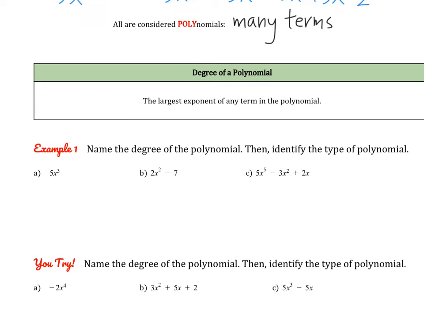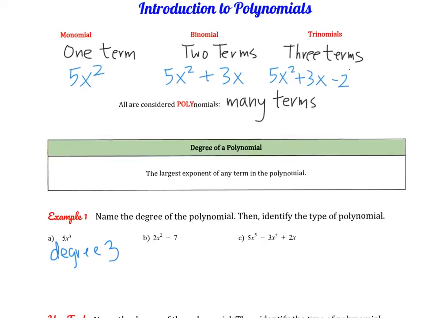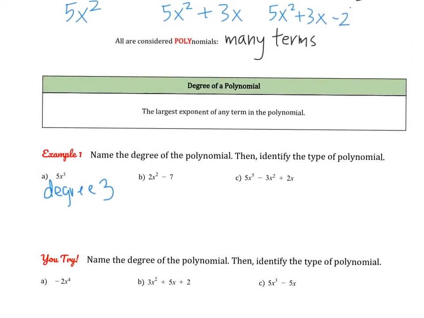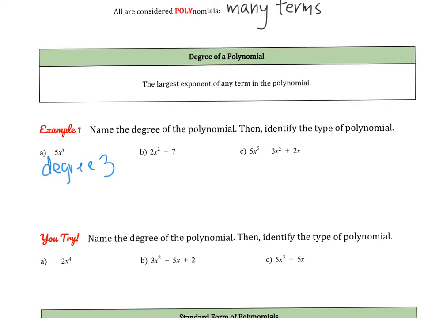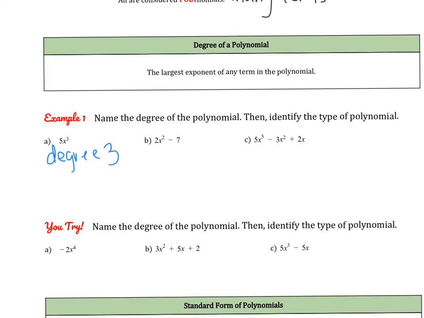So letter A, we have 5x cubed. So the degree of the polynomial is just the exponent here. And so that exponent, its degree, tells us it's degree 3. And listening to Mr. Lamb earlier, we talked about monomials, binomials, and trinomials. So looking here, we have one term. Therefore, this is a monomial.